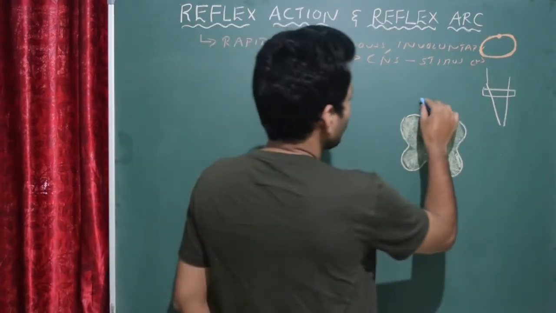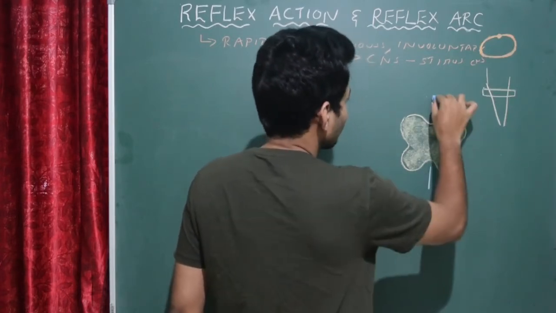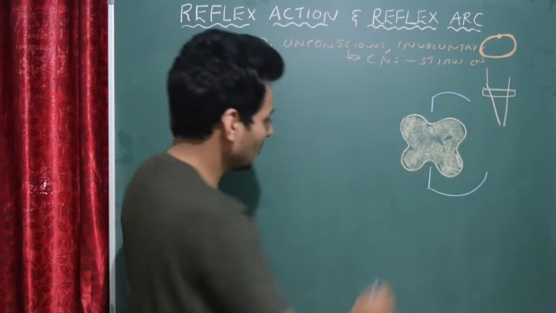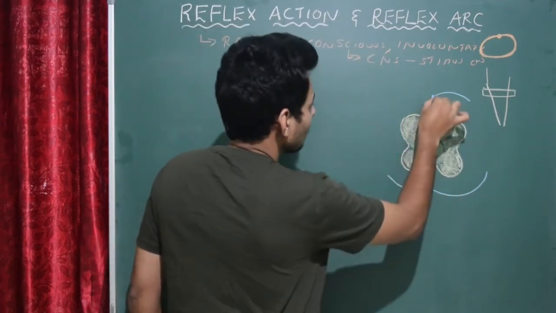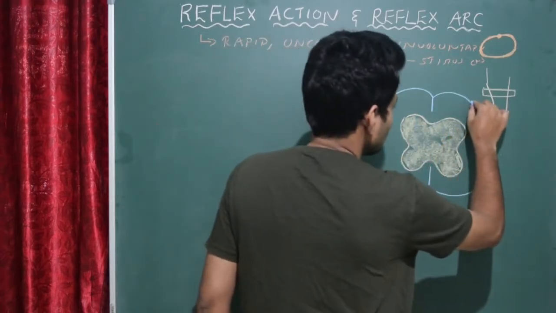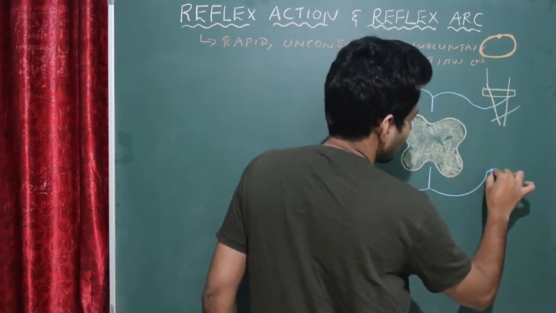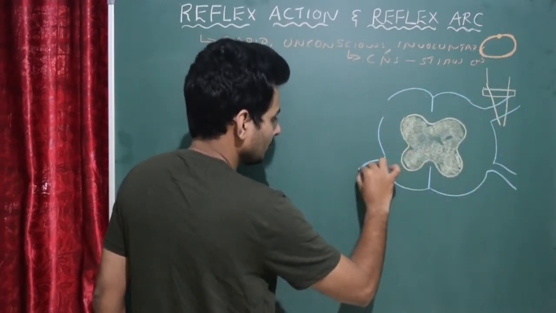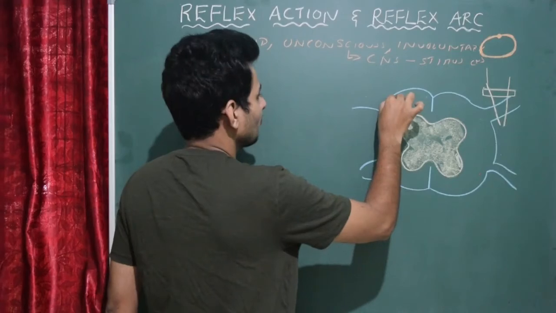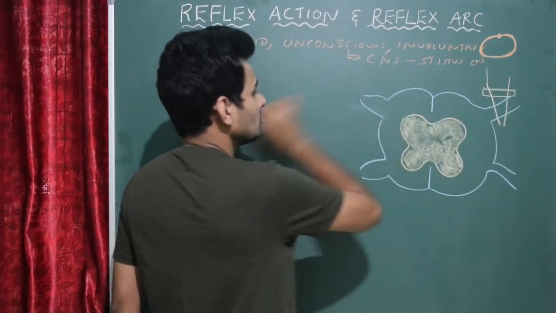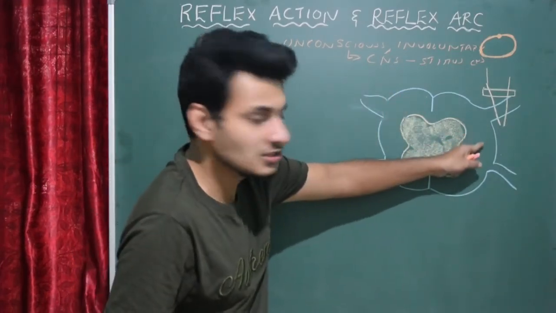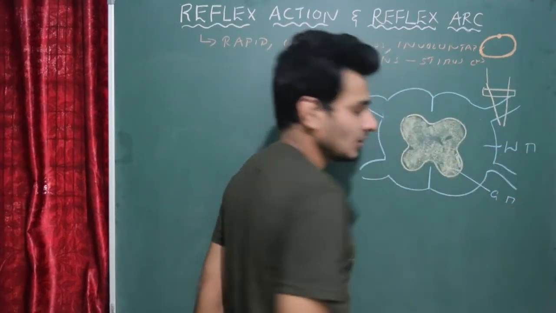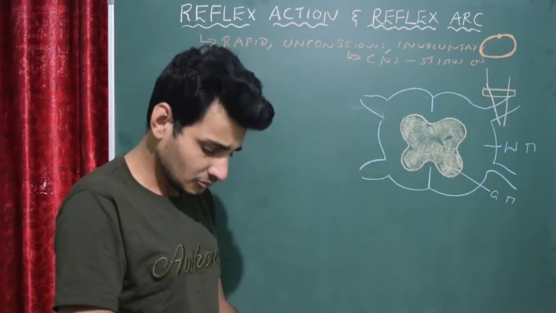And outside we have the white matter. This is how it looks, and these are the dorsal root ganglion, and we'll draw like this. I will not shade the white matter, WM, and this is the grey matter. Entirely different, it is opposite, not like your brain.